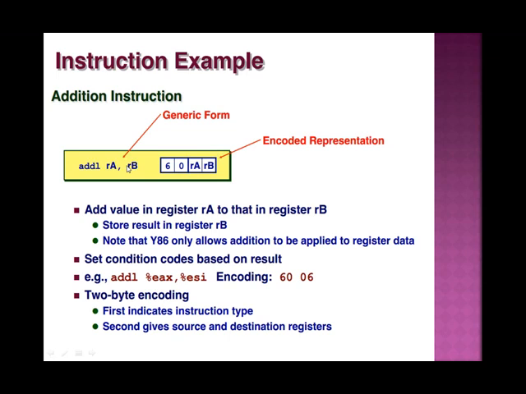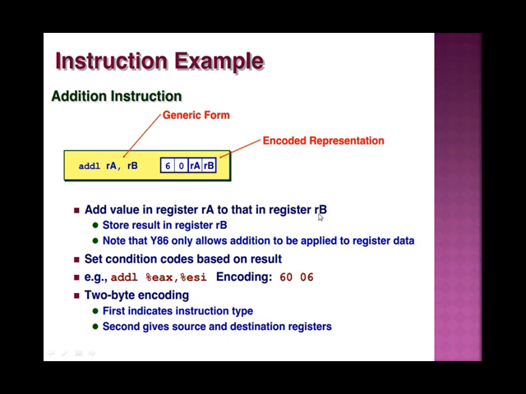This is the general form, that is rA, rB, register A, register B. This is your encoded representation, that is 60 rA rB, where rA, rB mean register A and register B. This gives the explanation: add the value in register rA to that in register rB. So add the values of rA and rB, and store the result in register rB.